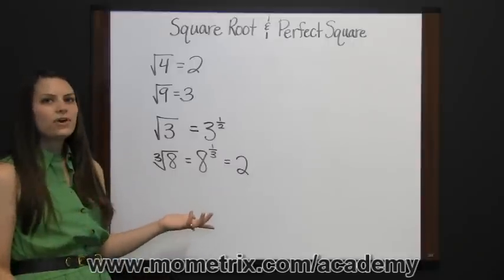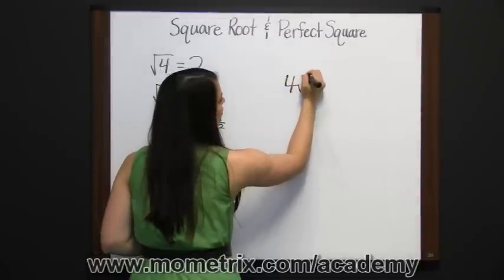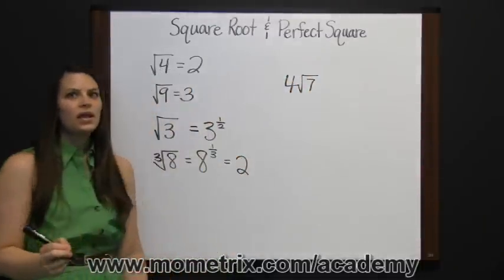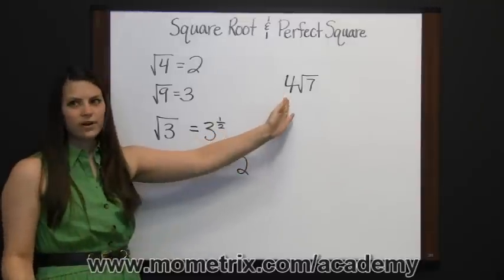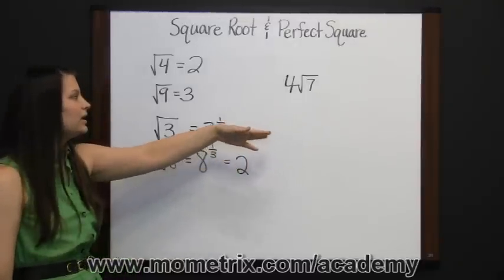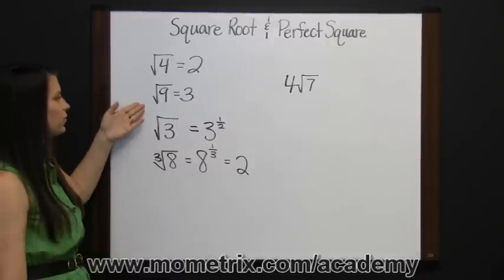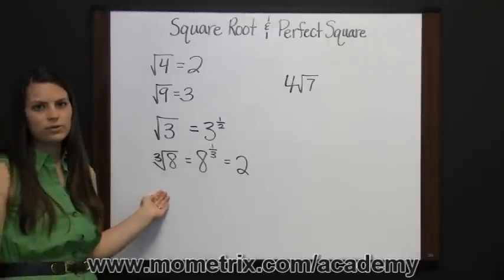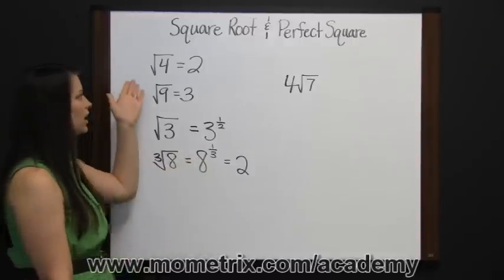Some roots have coefficients, like 4 square roots of 7. And the coefficient is the number in front of the radical. And if there isn't a coefficient shown, like with these numbers, the square root of 4, square root of 9, square root of 3, or the cube root of 8, then it's understood to be 1, since 1 times any number is itself.